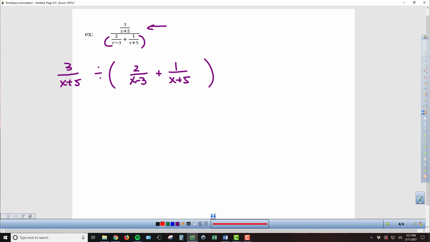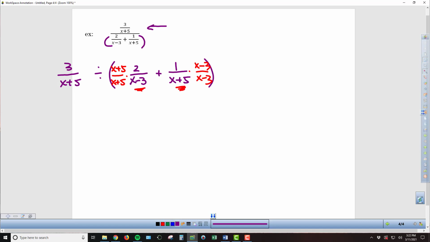And so in order to add them, we need to have a common denominator. And from our experience before, we see this x minus 3 and this x plus 5. There's no overlap between these, so the common denominator of these two fractions is going to include both those pieces. So that means I need to multiply by x plus 5 on the top and bottom of the first fraction, and then I have to multiply by x minus 3 on the top and bottom of the second fraction.